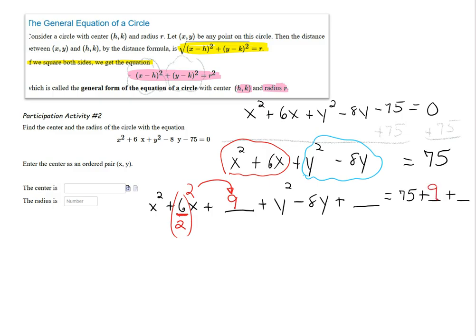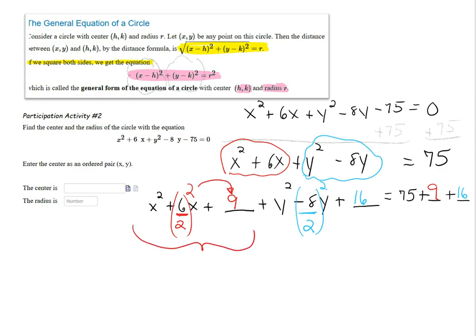Then you complete the square on the y's. You're going to take the negative 8 and divide it in half, and then square that. Well, negative 8 divided by 2 is negative 4, and negative 4 squared is a positive, so plus 16. These are always going to be pluses because no matter whether you square a positive or a negative, it'll always come out to be a positive.